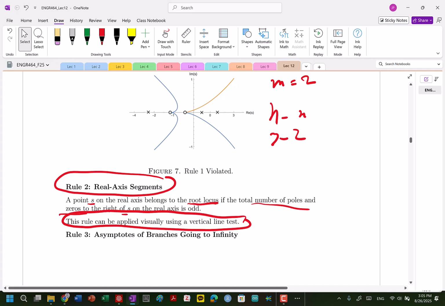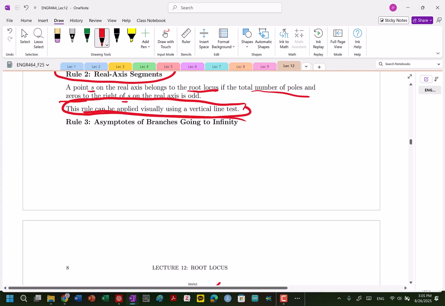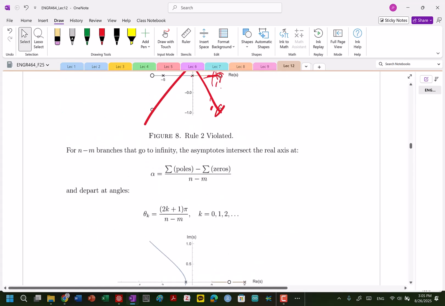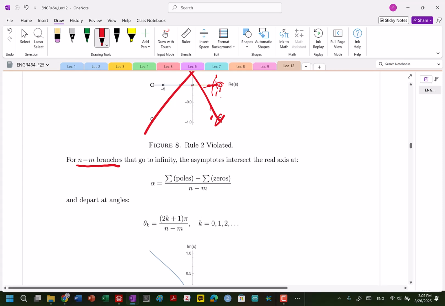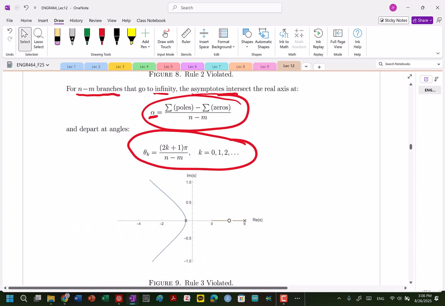A point on the real axis belongs to the root locus if the total number of poles and zeros to the right of S on the real axis is odd. We'll be going through a couple of examples. Rule 3, the asymptotes of branches going to infinity. There are n minus m branches that go to infinity. The asymptotes will intersect the real axis at this particular point and depart at this particular angle. We can calculate and determine whether this is true or not.